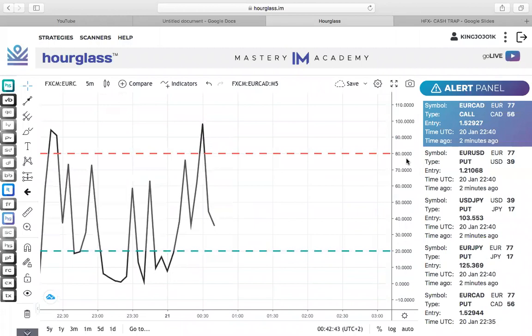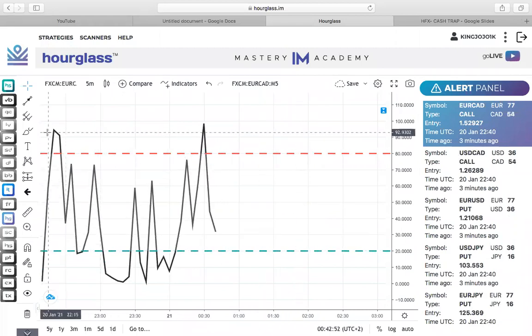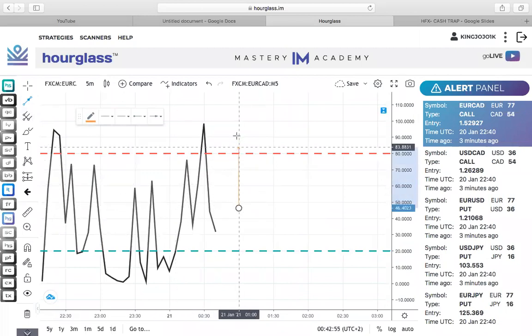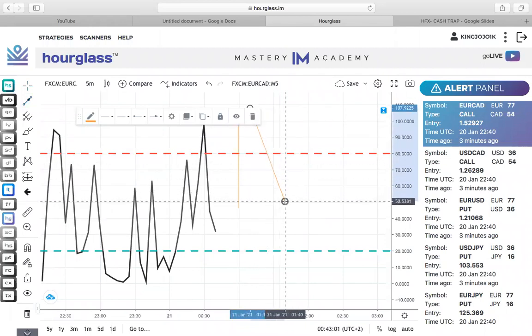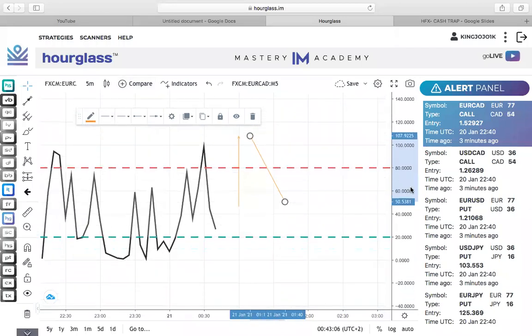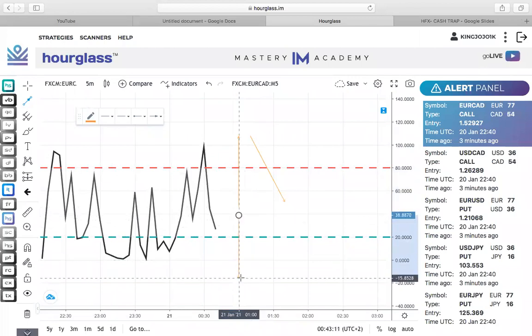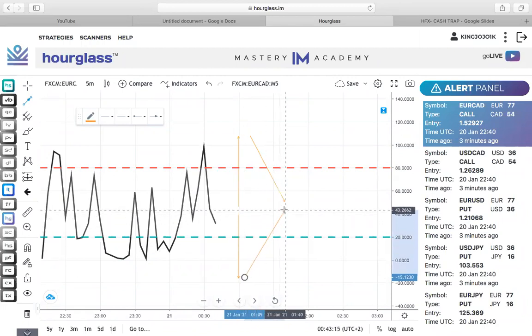Cool. So the stochastic oscillator consists of 80, and it consists of 20, right? Anything above the 80 is overbought and must come back down to the middle, to the 50. Anything that is oversold must cross the 30 and must come back up to the 50.